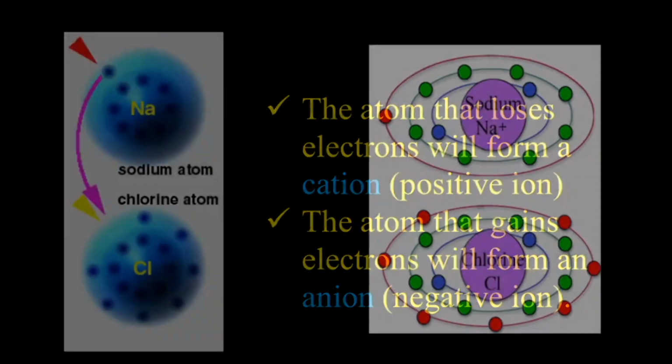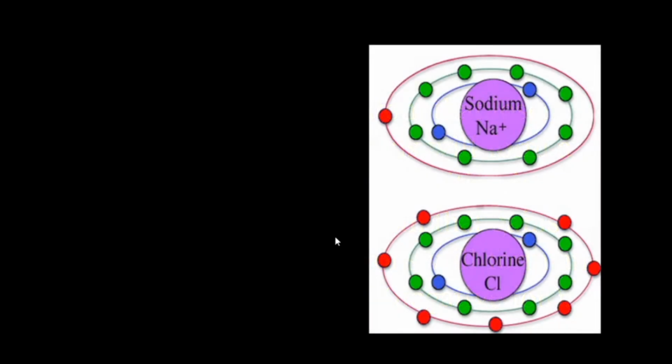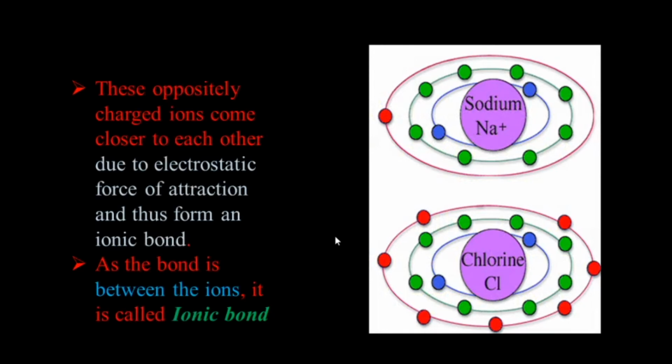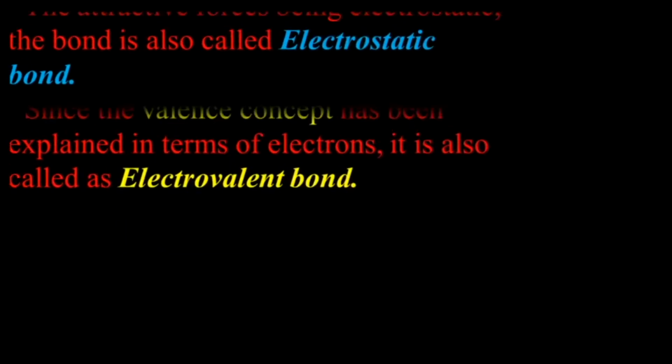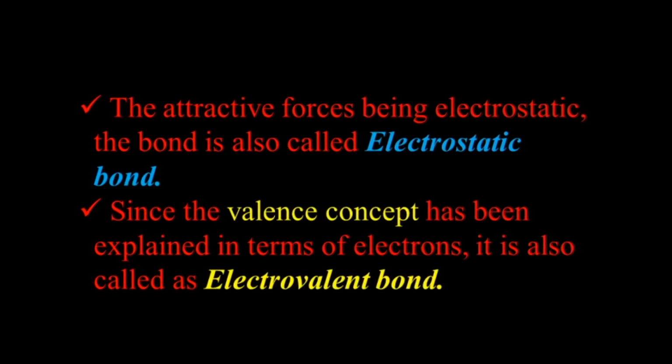Okay, are you able to follow me? Yes. So if it is formed like this, as a positive and negative ion, what will happen? Because of the electrostatic force of attraction, they form a bond that is called the ionic bond. As the bond is formed between the ions, it is called the ionic bond. The ionic bond is also known as the electrovalent bond or electrostatic bond. There is an electrostatic force of attraction between the ions, so the ionic bond is formed. That's why the ionic bond is also called the electrostatic bond.